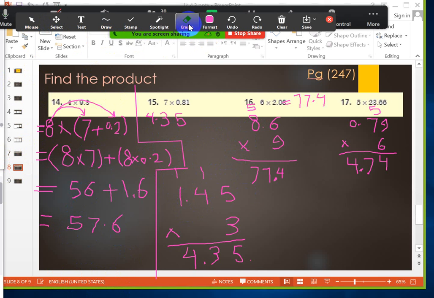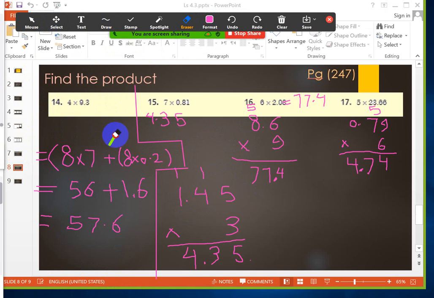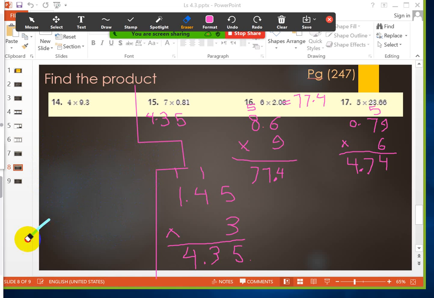exercise number 14. I want to multiply 9.3 with 4 by using partial product. I want to use partial product to find this multiplication. Who will help me to find the answer for this by using the partial product strategy? Let's choose another girl. Okay, yes, Real. Open your mic.